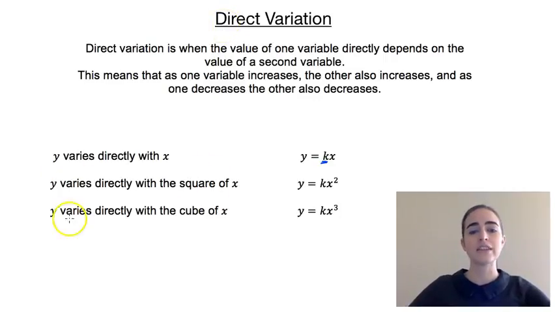Today we're going to have a look at these two other versions of direct variation. So we can have y varies directly with the square of x. So we've got y equals kx squared, and that k is still just a constant number that's called our constant of proportionality. Or we could have a situation where y varies directly with the cube of x, and then our variation equation would look like y equals kx cubed. So let's have a look at what those look like in some examples.